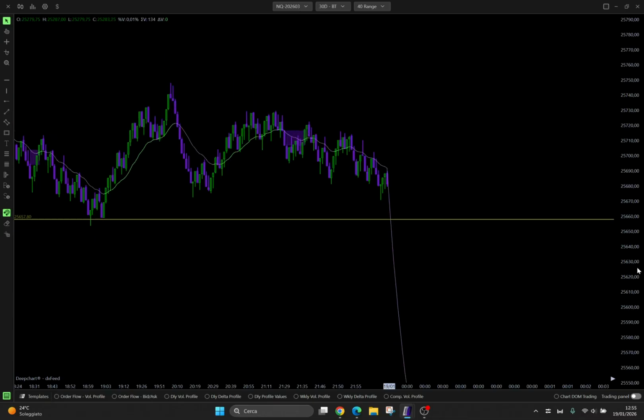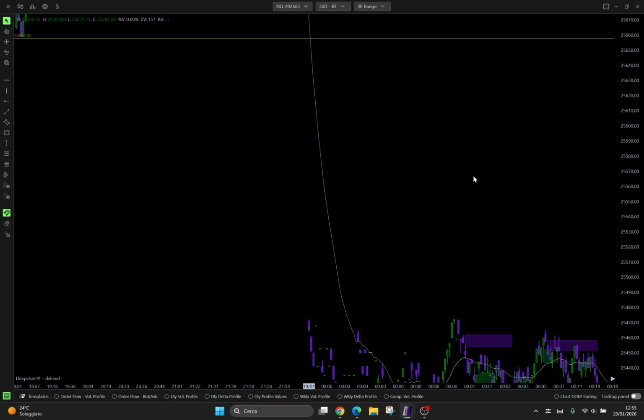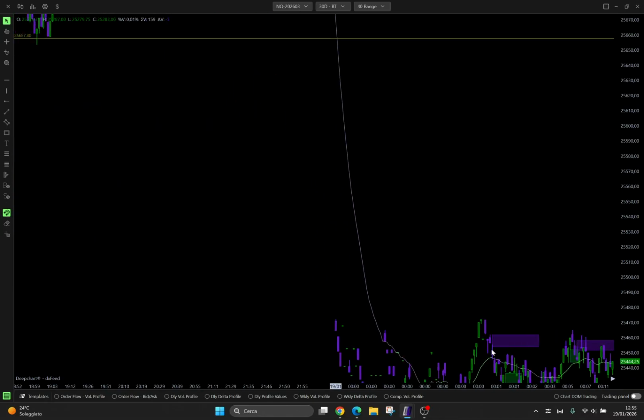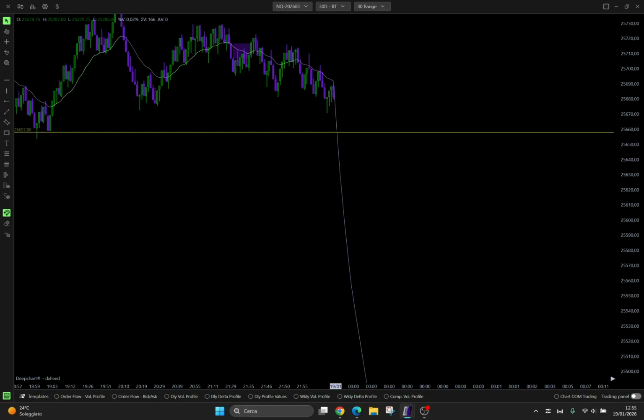Yes, you wait for the retracement. Look here what happened. It collapsed down. You can also see these 2 areas. These are amazing on the short side. Let me continue.